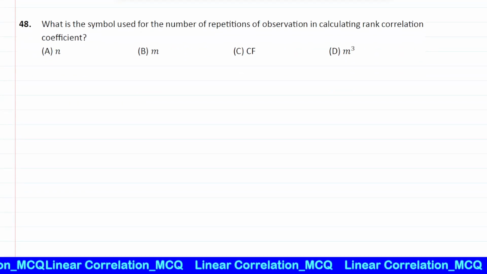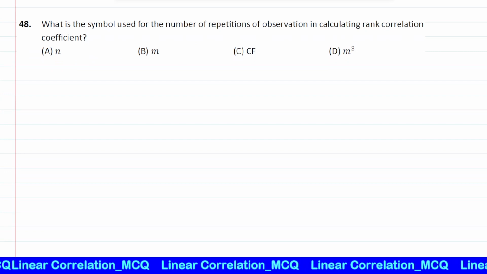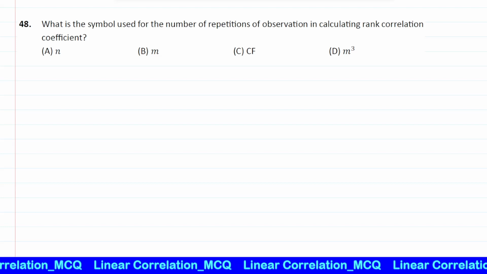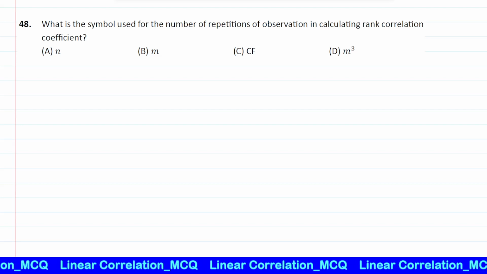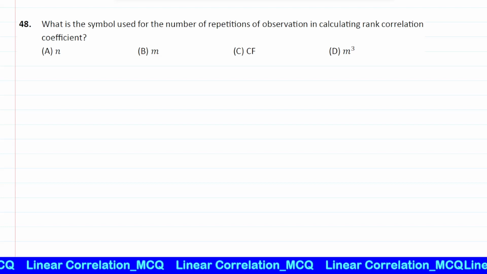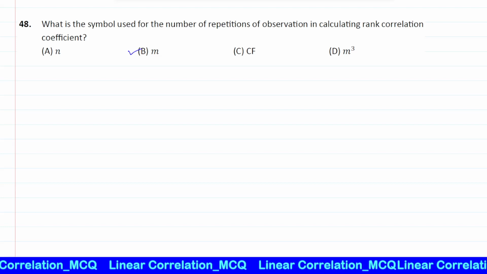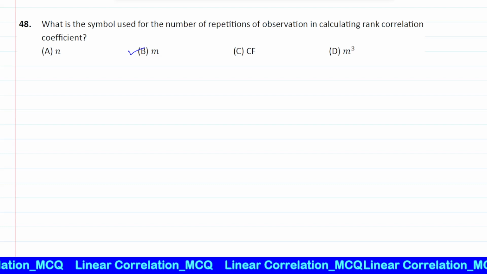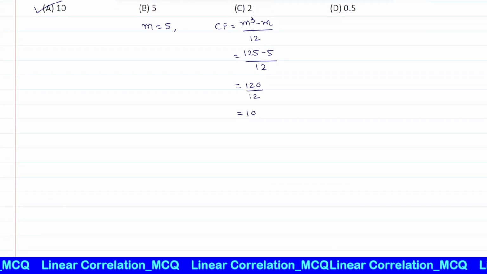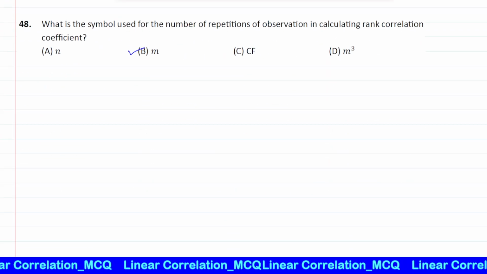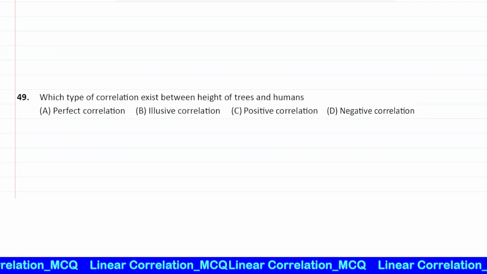Question 48. What is the symbol used for the number of repetition of observation in calculating rank correlation coefficient? So m is used for repeated observations. In the previous MCQ, we took m equal to 5. Number of repetition is 5, so m is used for repeated numbers.